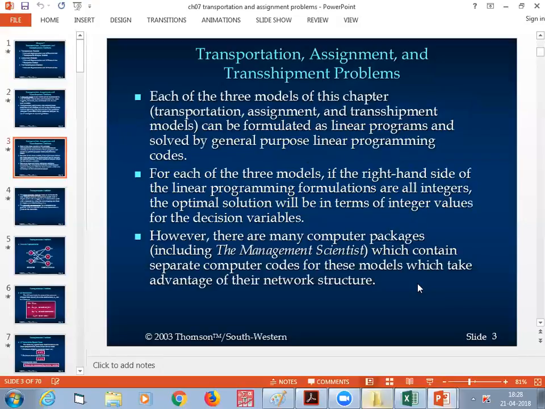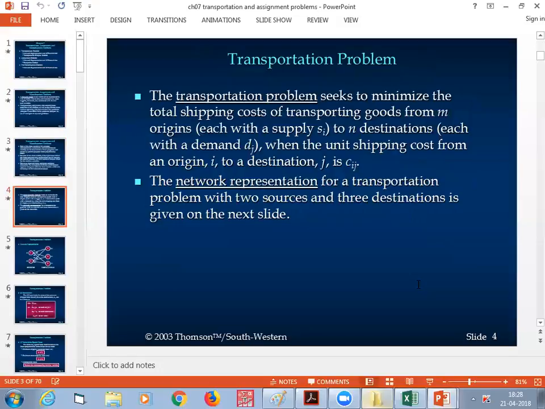All right, so the transportation models. In a transportation problem, we're trying to minimize the total shipping cost of transporting goods from supply points, or origins, to destinations, or demand points.